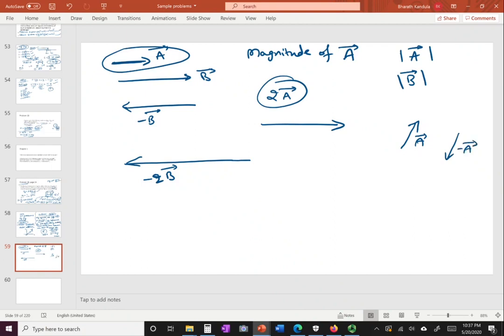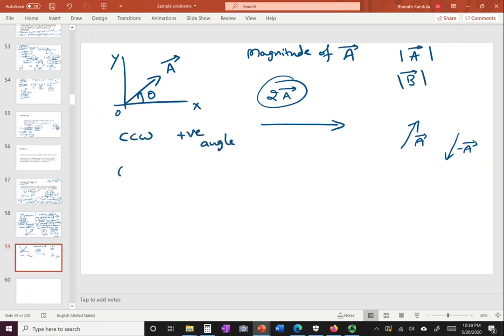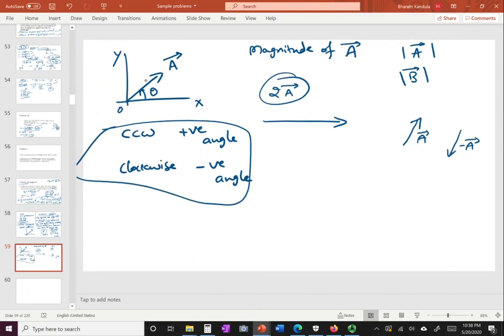Now let's look at vector components. What are vector components and how do you find those components? Suppose you have a vector a making an angle theta with the positive x-axis. We are always measuring angle from the positive x-axis, remember this. We go counterclockwise for positive angles, and clockwise for negative angles. So remember, we go counterclockwise from the positive x-axis for a positive angle.